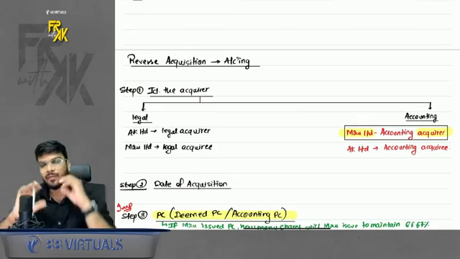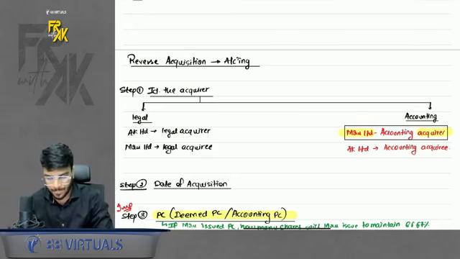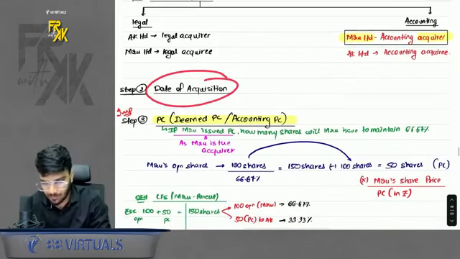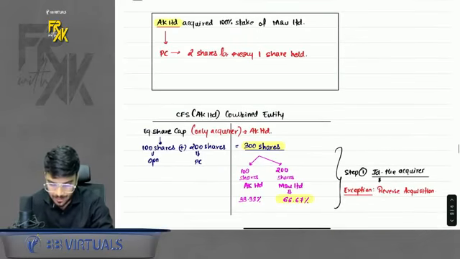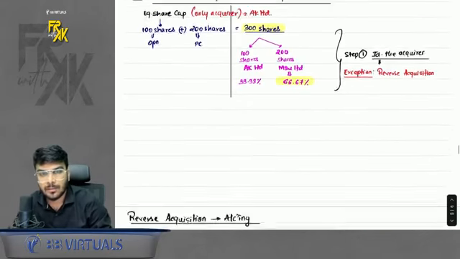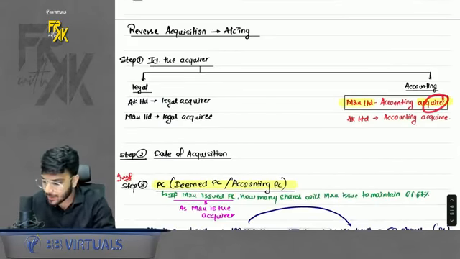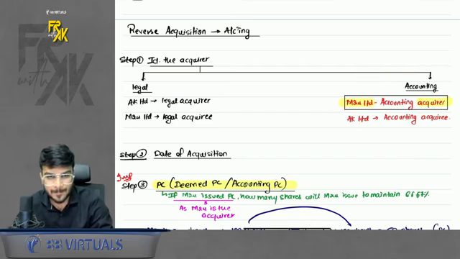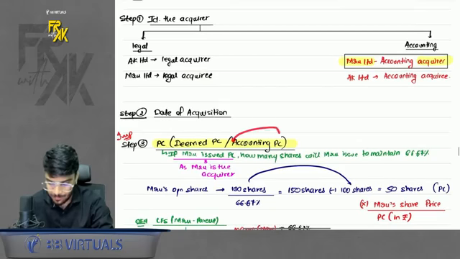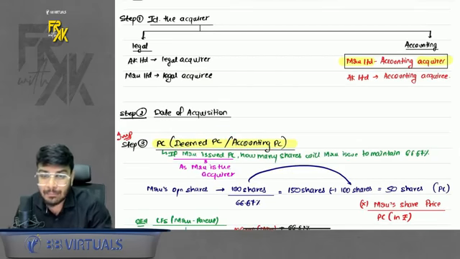So imagine what if MRU is the acquirer? What will happen? So step number 2, date of acquisition. It will be the same. Step number 3, PC. Now normally PC was given by AK to MRU Limited. But here, if MRU is considered to be the acquirer, can I say MRU should have given the PC? That is known as deemed PC or accounting PC.